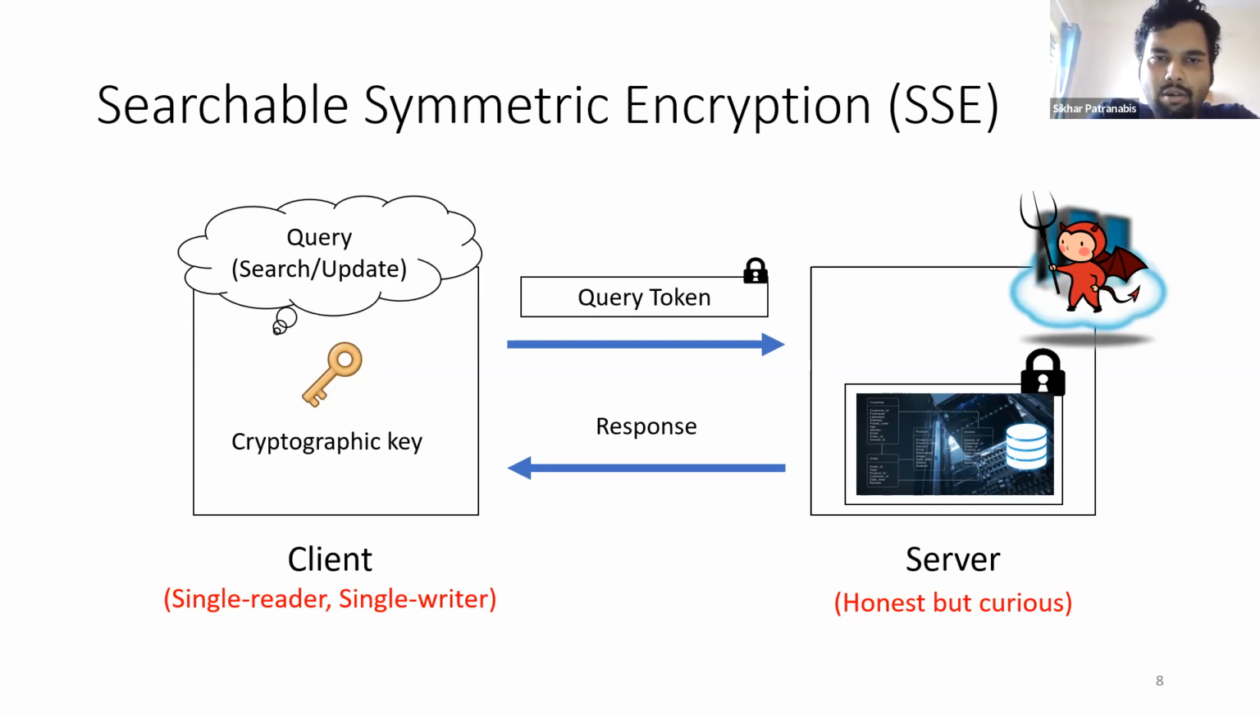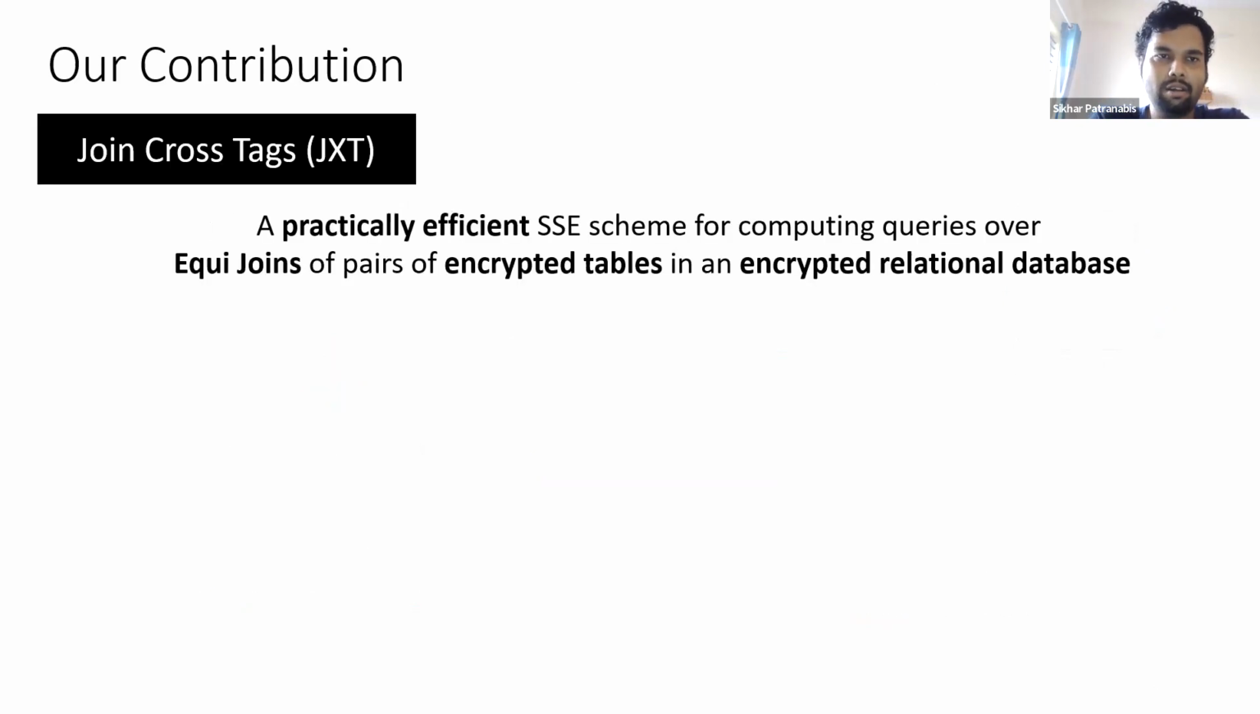So the client typically holds a cryptographic key, which it uses to encrypt the database and put it on the server. And at a later point of time, it uses the same key to issue queries, which could either be search queries on the database or update queries to update the data. And we typically assume for SSE, again for simplicity, that the server is honest but curious, or semi-honest, in the sense that it does not deviate from the protocol, but tries to learn some information about the client's data and queries. So with this setting, I'll now go ahead and present our main contribution.